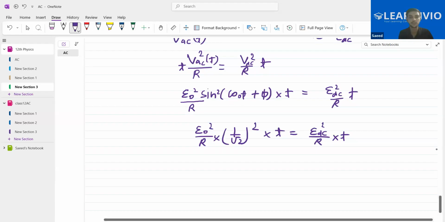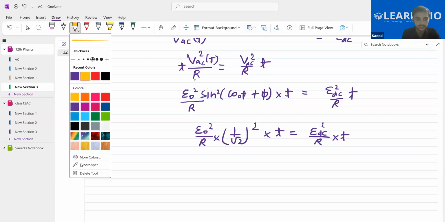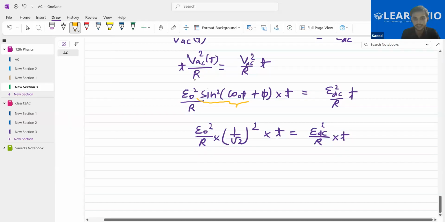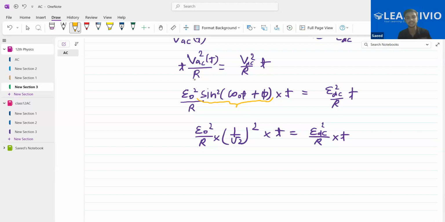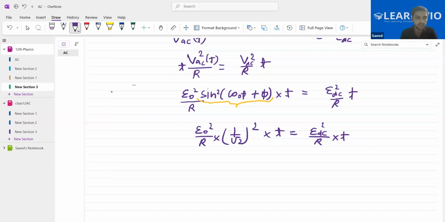Is this okay? If you compute this average of sine square omega T, you will get it as 1 by root 2. I'm just giving you the information right now. Just remember it, because if I jump into the mathematics, we'll get a little detached from the physics. That is why I'm not jumping into the mathematics. I'm just giving it for the sake of calculation. Remember it. If you want, we can derive it also, but I don't think that is required here.